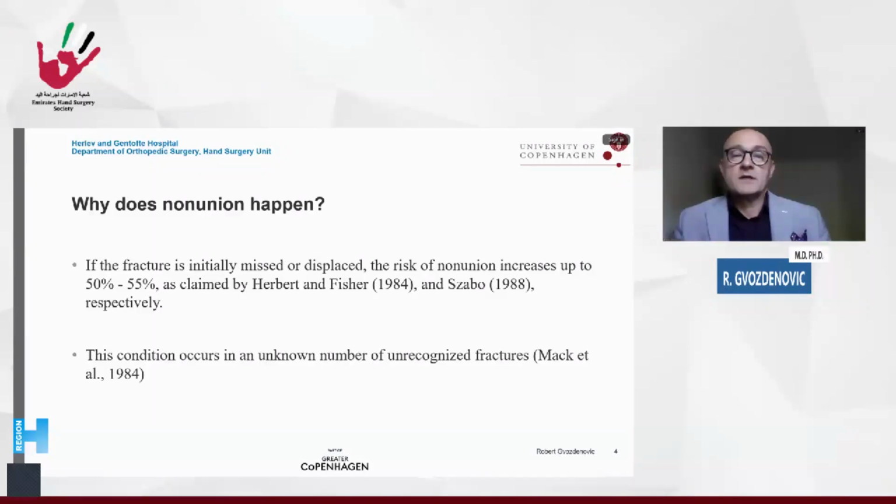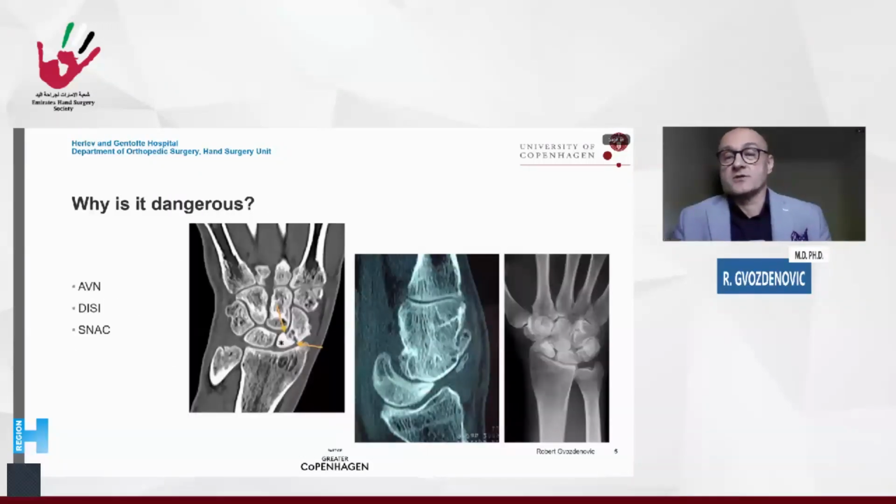So why is it dangerous? It is potentially very dangerous because if left untreated, then avascular necrosis can be seen, as shown on the left picture, where the proximal pole is poorly vascularized, or if the DISI deformity occurs, as in the middle picture. And eventually, left untreated, the scaphoid non-union advanced collapse will occur in all cases.